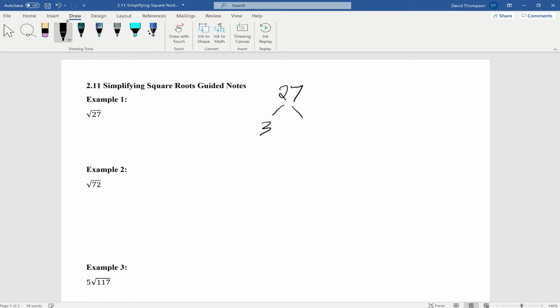We know 3 times 9 is 27, and 9 is a perfect square. We know that because 3 times 3 is 9, so the square root of 9 would be 3. So let's rewrite this. It would be the square root of 9 times the square root of 3. And the square root of 9 we know is 3, so our answer is going to be 3 root 3, and we're done. Now I'm going to show you how to do this in Desmos.